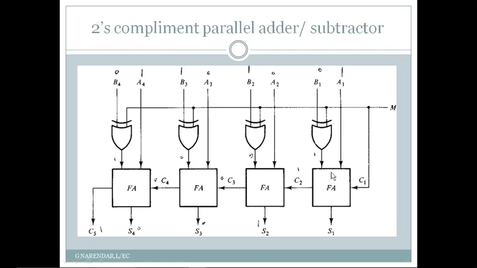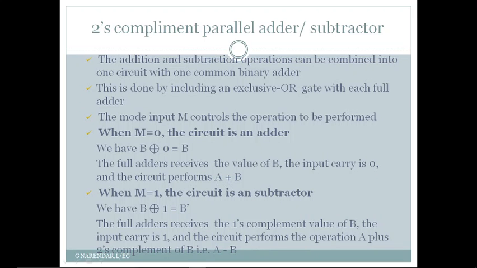So now see what it is effectively performing. Every full adder receives the A bit directly, but the B bits complemented: B1 bar, B2 bar, B3 bar and B4 bar, and it is also taking the input carry as 1. So this makes it the addition of A plus the 2's complement of B, which is equivalent to the operation A minus B. And you can see that when M is equal to 1, the circuit is a subtractor.